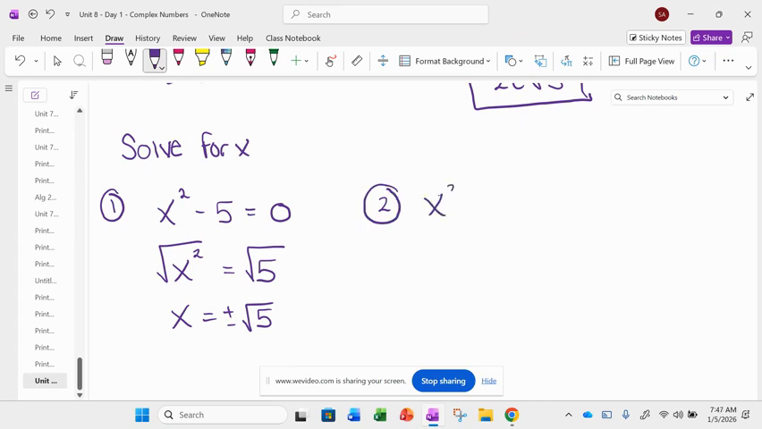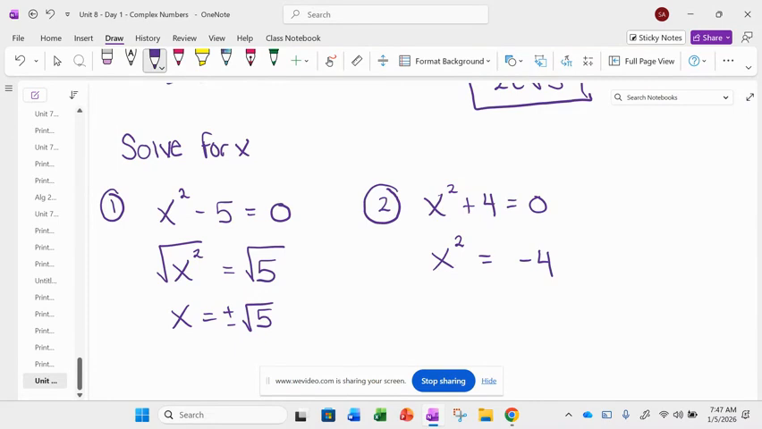So if I have x squared plus 4 equals 0, again, first and foremost, I can't factor this because it's not a minus. So I'm going to solve using the square root method. I'm going to move that 4 to the other side, so I have x squared equals negative 4.